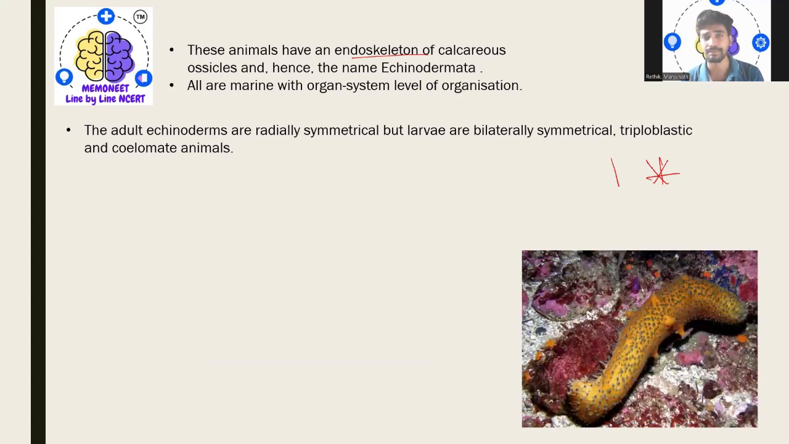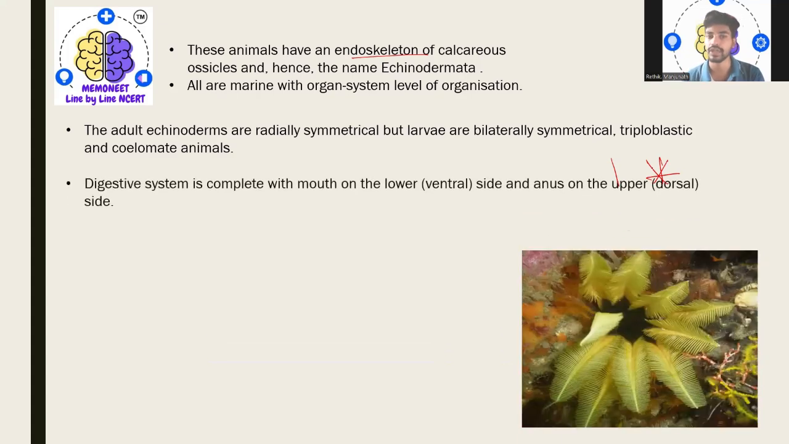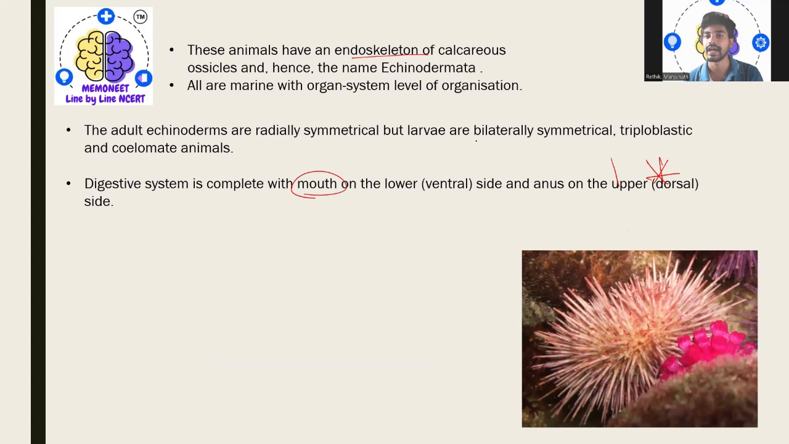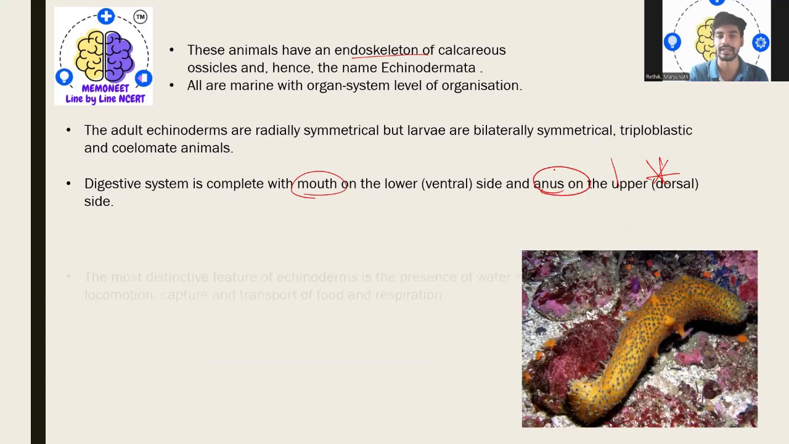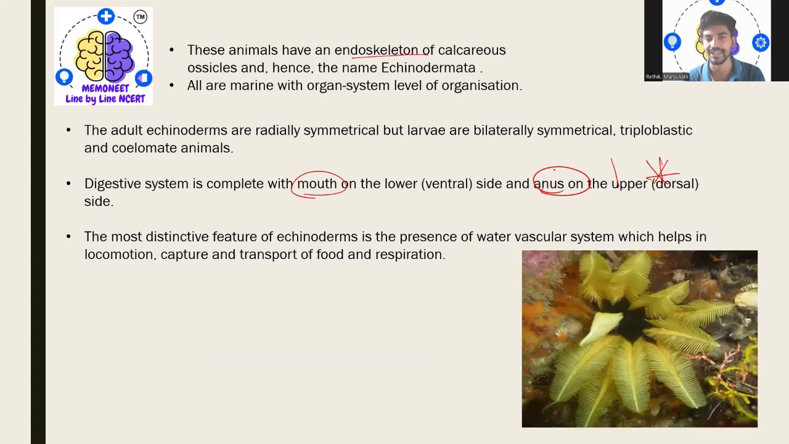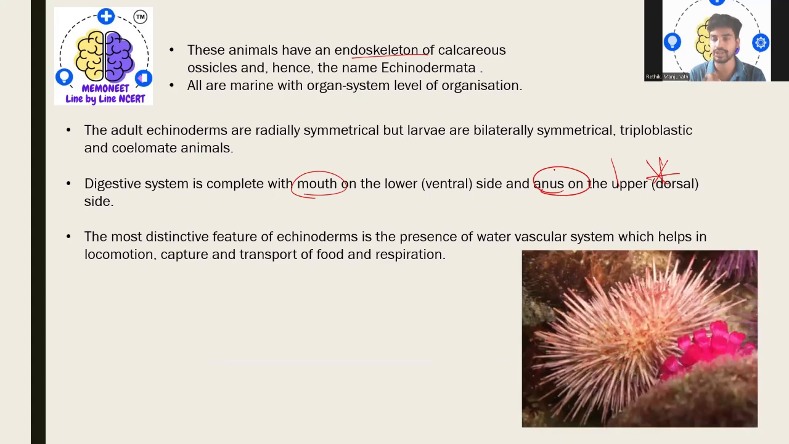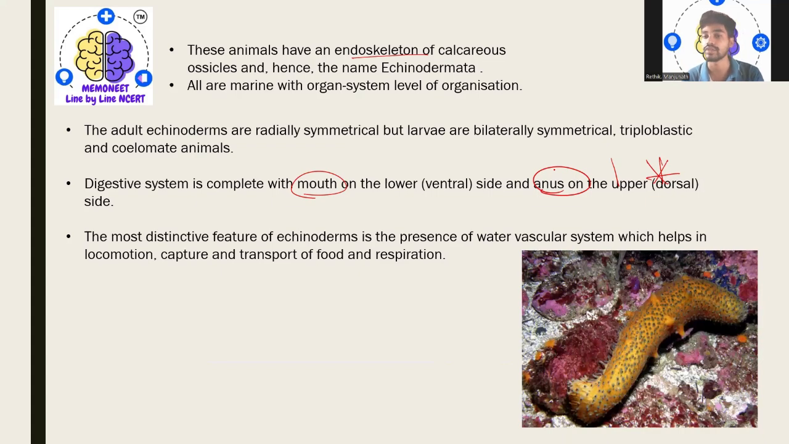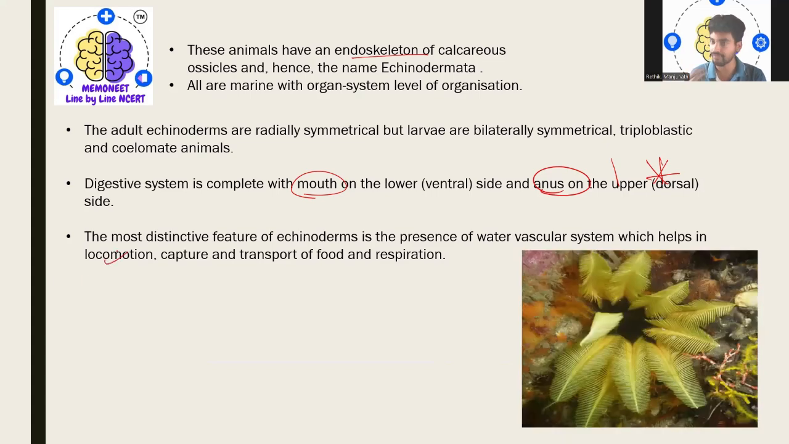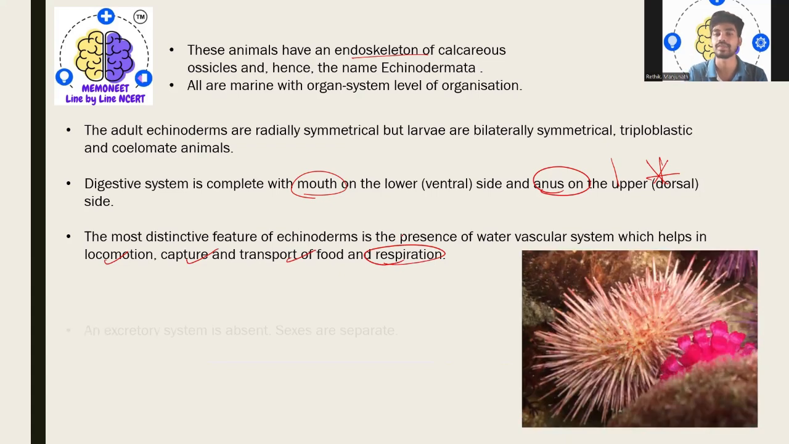Then they are triploblastic and coelomate animals. The digestive system is complete, with the mouth on the lower ventral side and the anus on the upper dorsal side. The most distinct feature of echinoderms is the presence of the water vascular system, that is the entry of water inside and outside. Why is the water vascular system very important? One thing is it helps in locomotion. Then capturing of prey, transportation of food, and it also plays a very important role in respiration.